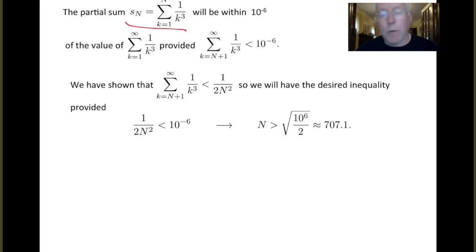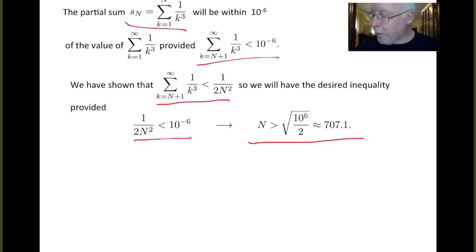So this error sum will be less than 1/1,000,000th, provided we can show that 1 over 2n squared is less than 1/1,000,000th. And this is an easy inequality to solve. It turns out that n would have to be something bigger than about 707.1. So perhaps we could just take n equals 708.